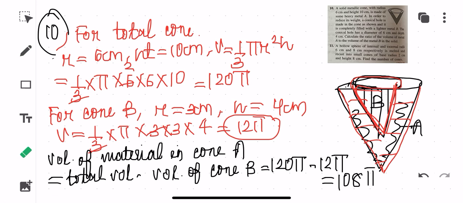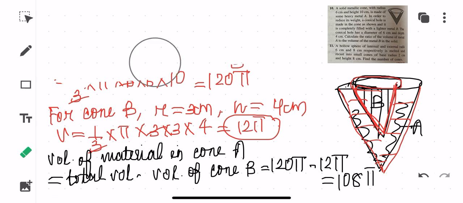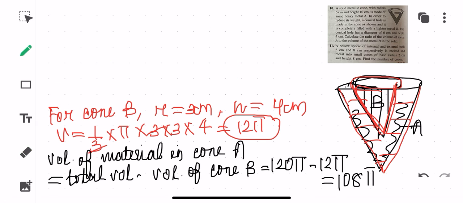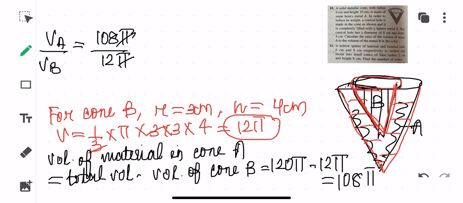So what is the ratio that we will be getting, children? We need to find out the ratio. So volume of metal A divided by volume of metal B is equal to what we have calculated for A, children. We have calculated 108 pi, and for B we have calculated 12 pi. So this pi is getting cancelled. This is coming out to be 9/1. Therefore the volume of metal in cone A is to the volume of metal in cone B is equal to 9:1.